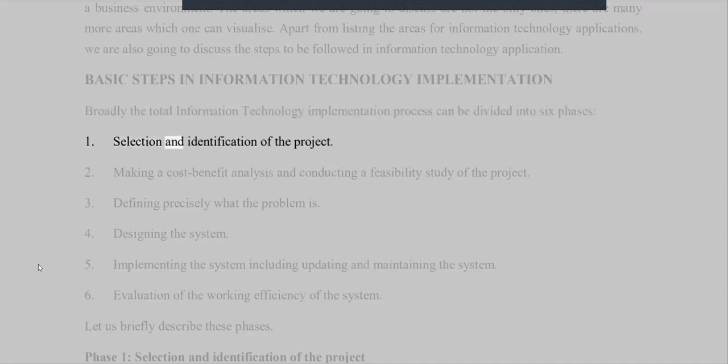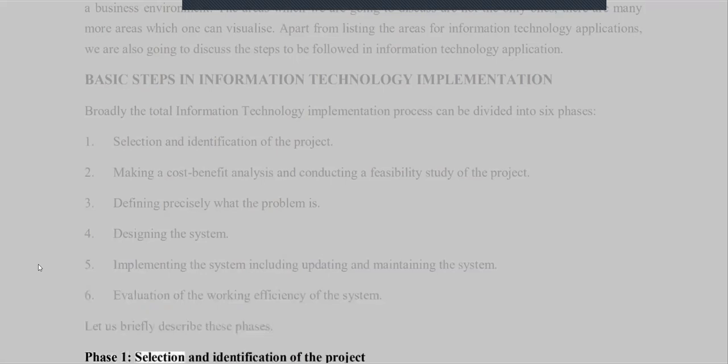1. Selection and identification of the project. 2. Making a cost-benefit analysis and conducting a feasibility study of the project. 3. Defining precisely what the problem is. 4. Designing the system. 5. Implementing the system including updating and maintaining the system. 6. Evaluation of the working efficiency of the system. Let us briefly describe these phases.